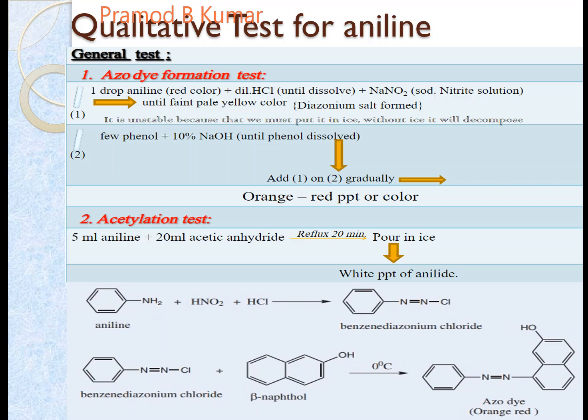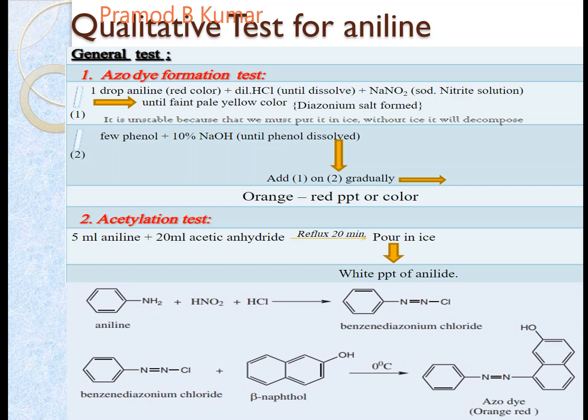Then make a preparation of phenol in 10% NaOH and cool it. Then add the diazonium salt to the phenol solution gradually, slowly, maintaining the temperature at 0 degrees. As you gradually add it, you get an orange red precipitate or color. That means the azo dye has been formed. So this is your azo dye.